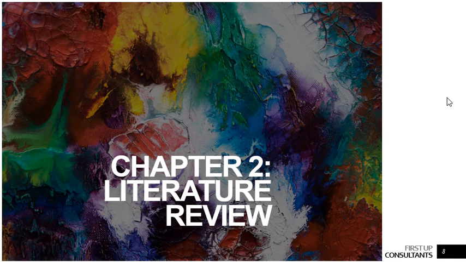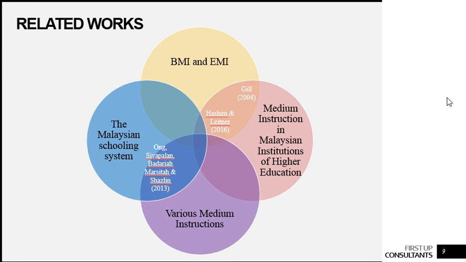Now, we take a look into chapter 2, that is literature review. In this chapter, there are 3 related works as with the title of my study. Number 1, from Jill 2004, which highlights BMI and EMI in Malaysia, particularly in public and private universities.